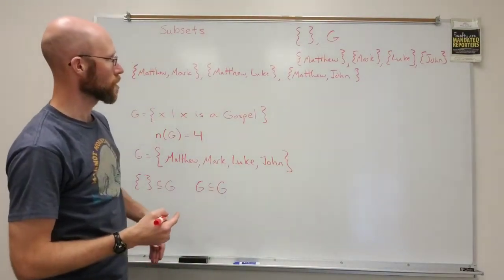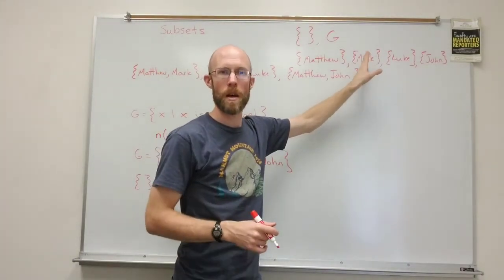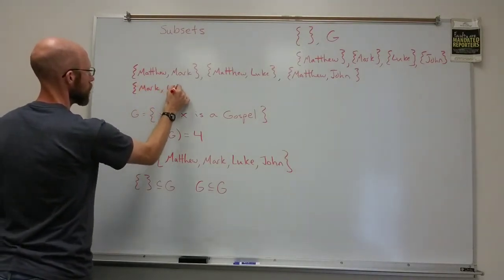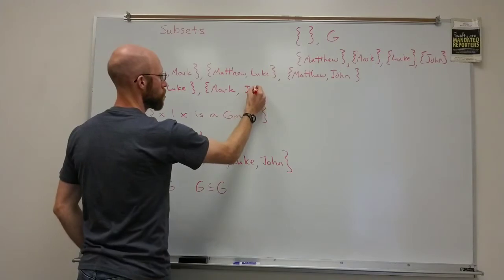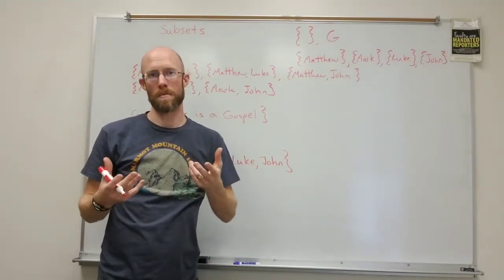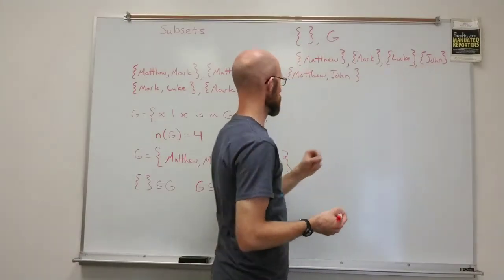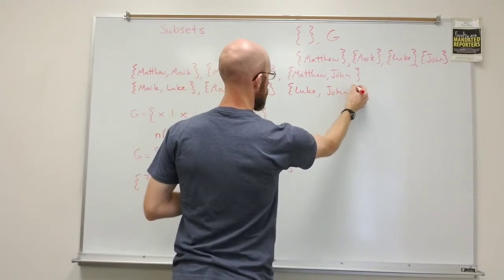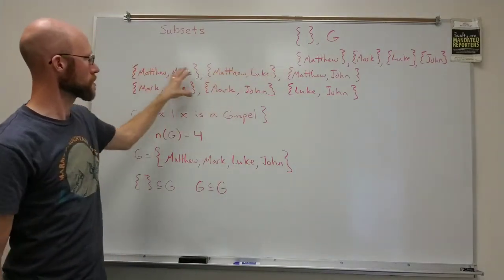We could also take Mark with, well, we already did Mark with Matthew, so we don't have to do that. Mark with itself doesn't make sense. But we can do Mark with Luke and Mark with John. And remember, the order doesn't matter, right? If I did Matthew with Mark and then Mark with Matthew, it's the same set. So the order doesn't matter. And then we could also do Luke with John. That would be the other combination of two. Okay. So we've done all the subsets with one element and all the subsets with two elements.